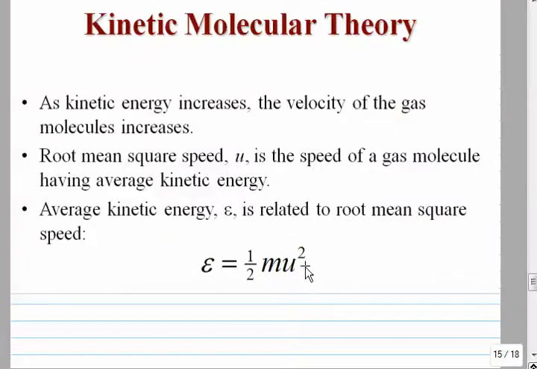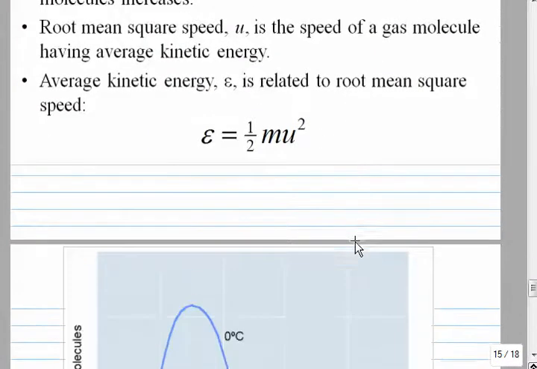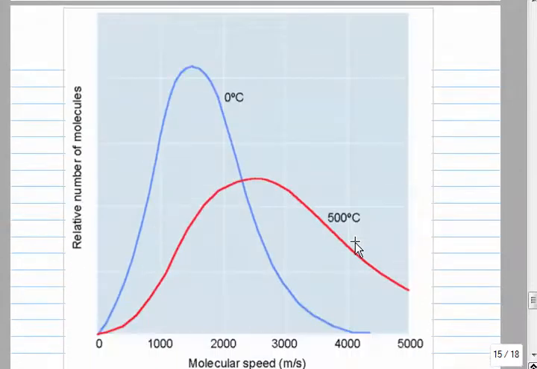Okay, and again, the kinetic energy is directly proportional to the square of the speed. So at a given temperature, we can describe a distribution of speeds shown by these curves. So at a low temperature, most of the molecules will have some average kinetic energy corresponding to the peak of this distribution, but none of the molecules at any given time are traveling at the same speed per se.